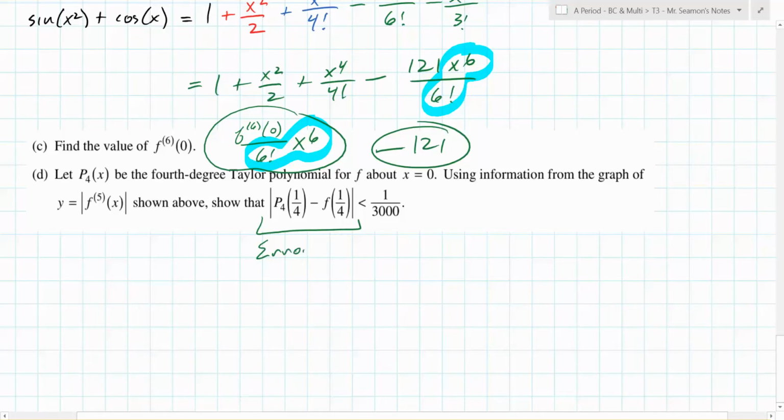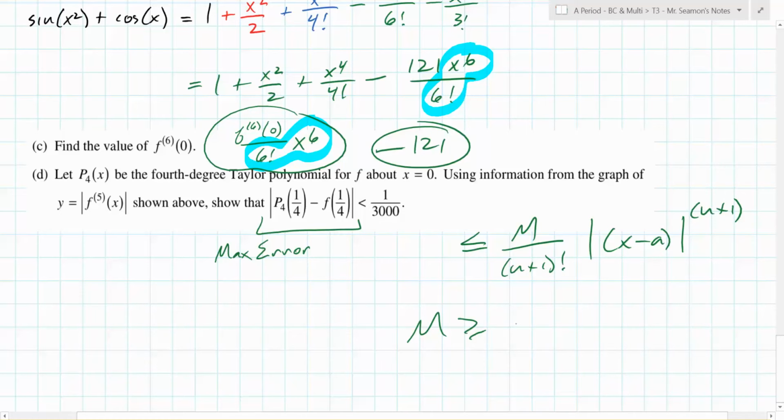The error bound. This is the max error. You want to show that the max error is less than 1 over 3,000? There's something you just have to remember, which is the max error is less than or equal to M over n plus 1 factorial times x minus a to the n plus 1. And what does M equal? M is greater than or equal to f of n plus 1 centered at the a value. You have to remember this.